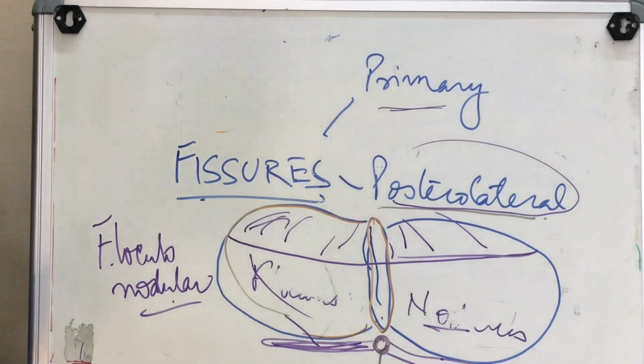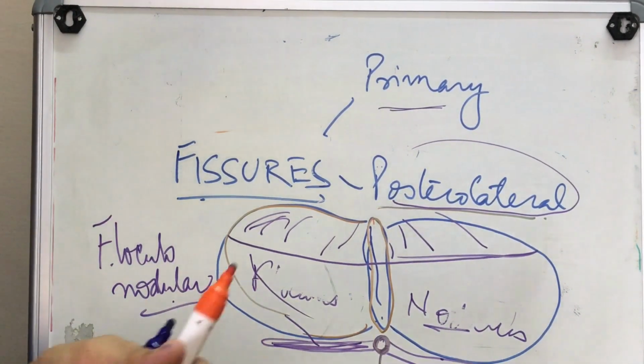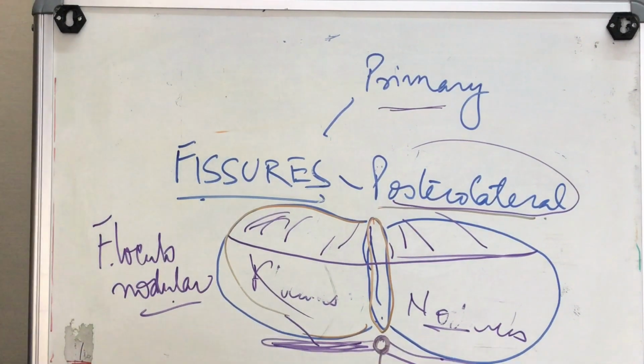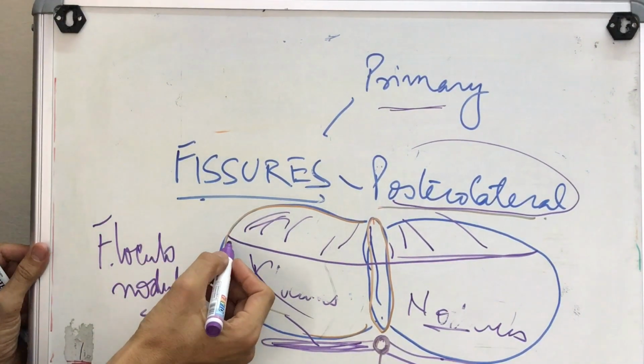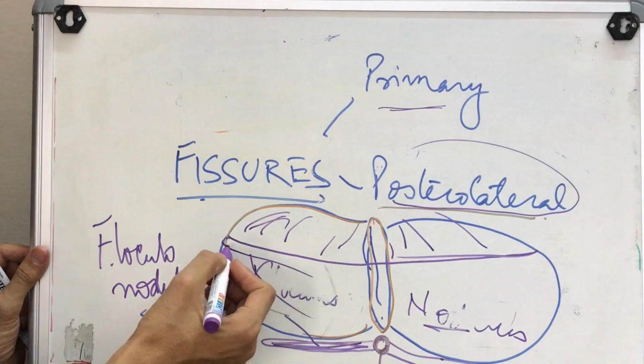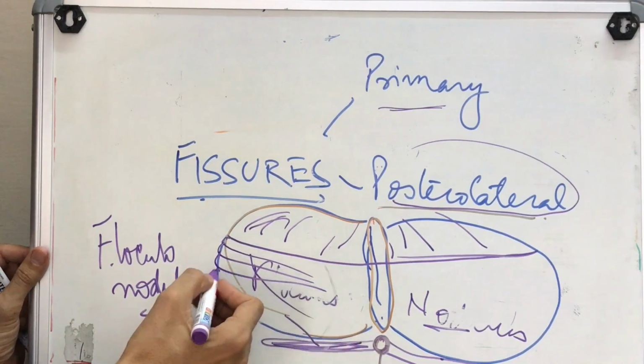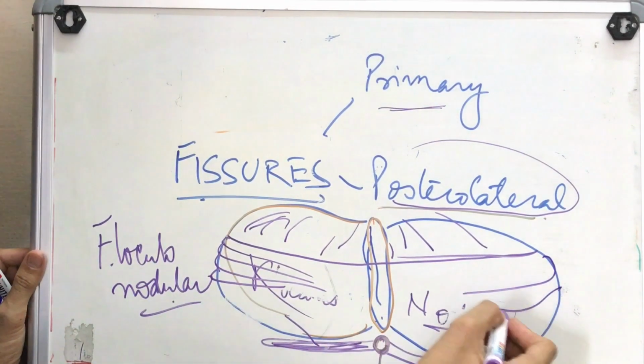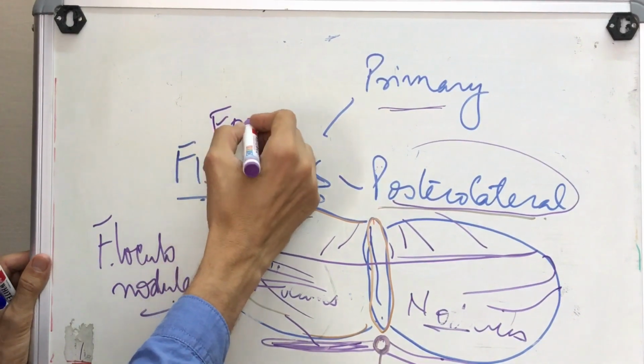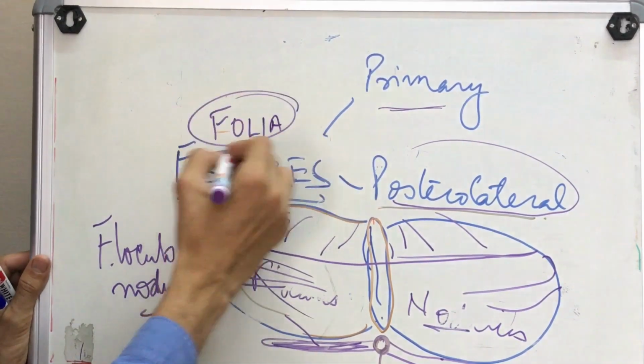Then there are multiple minor fissures. They divide the cerebellum into multiple folded structures, and these folds are called folia.